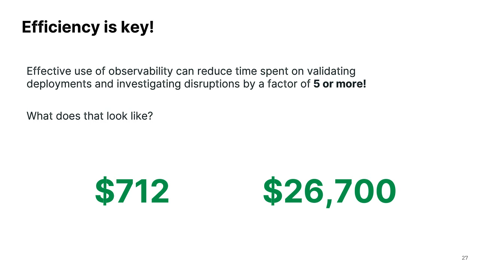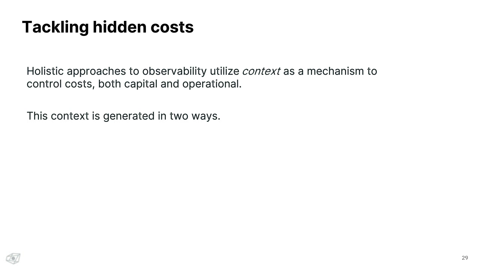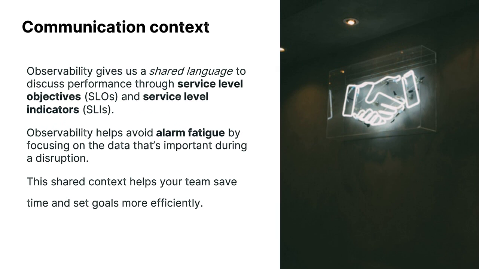So how do I do that, right? How do we get there? Well, really this is about holistic observability, and it's about using context as a mechanism to control those costs. So I'll only talk a little bit about that. That context is generated really in 2 ways. The first one is by improving communication.